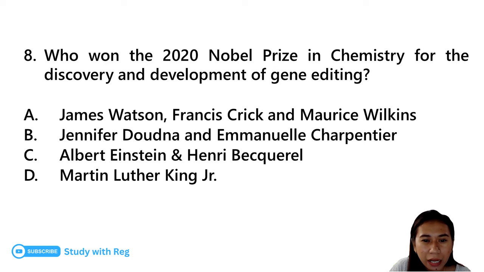And then Albert Einstein, of course, is not the answer. What is Albert Einstein famous for? Of course, the theory of relativity: the special and the general theory of relativity, as well as the photoelectric effect. Albert Einstein did not win the Nobel Prize for the theory of relativity, but he won for the photoelectric effect.